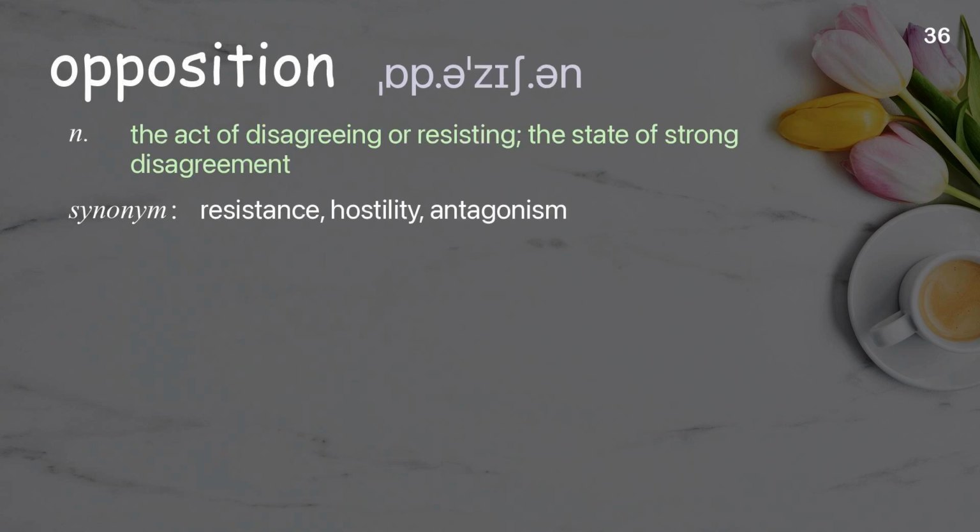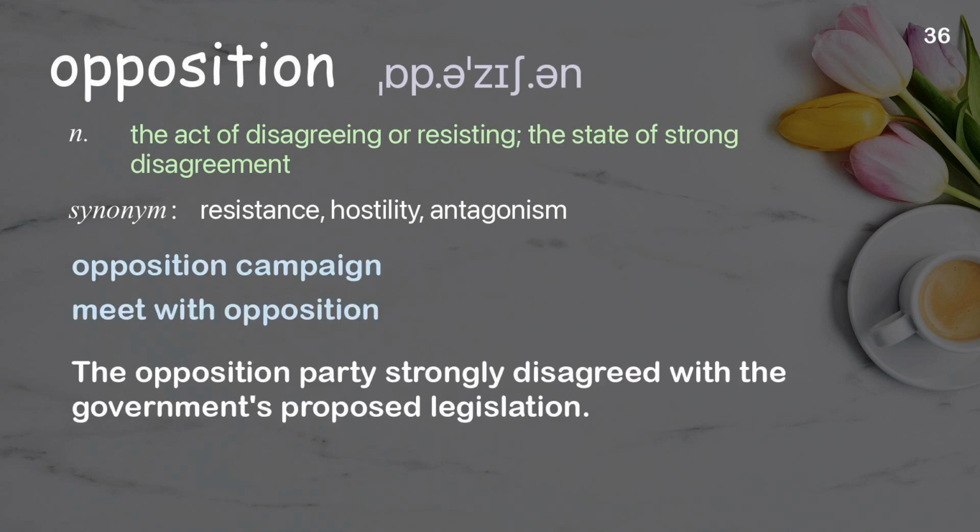Opposition: the act of disagreeing or resisting, the state of strong disagreement. Examples: opposition campaign, meet with opposition. The opposition party strongly disagreed with the government's proposed legislation.